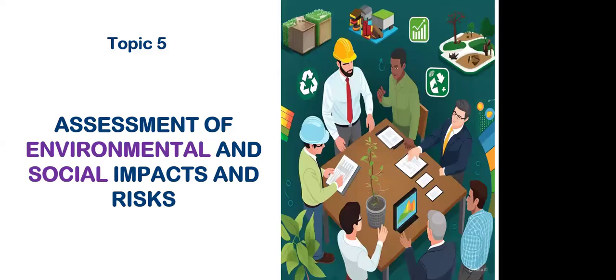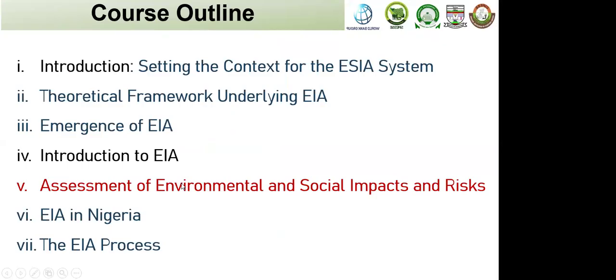Having that at the back of our mind, I think we can now go ahead and start the afternoon class. This one talks about the process of assessment of environmental and social impacts and risks. So how do we determine environmental impact? How do we determine social impacts? And then how do we determine the risks that come as a result of the impact that affect both the environment and the social fabric? So that is the fifth topic we shall be treating.